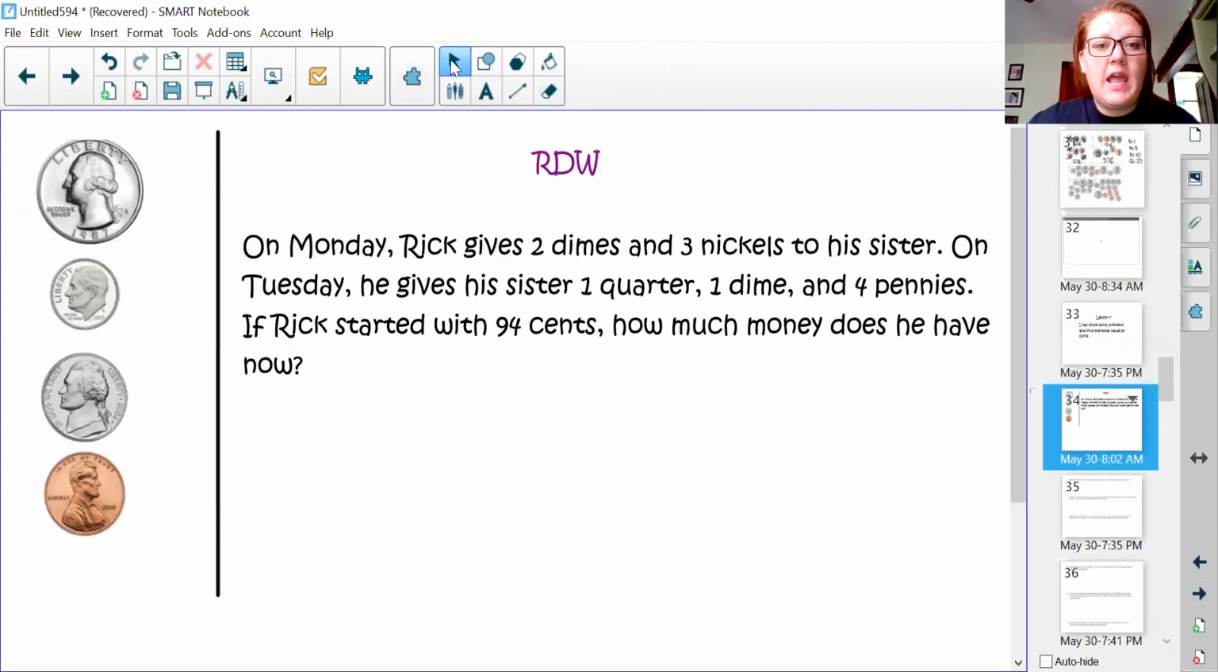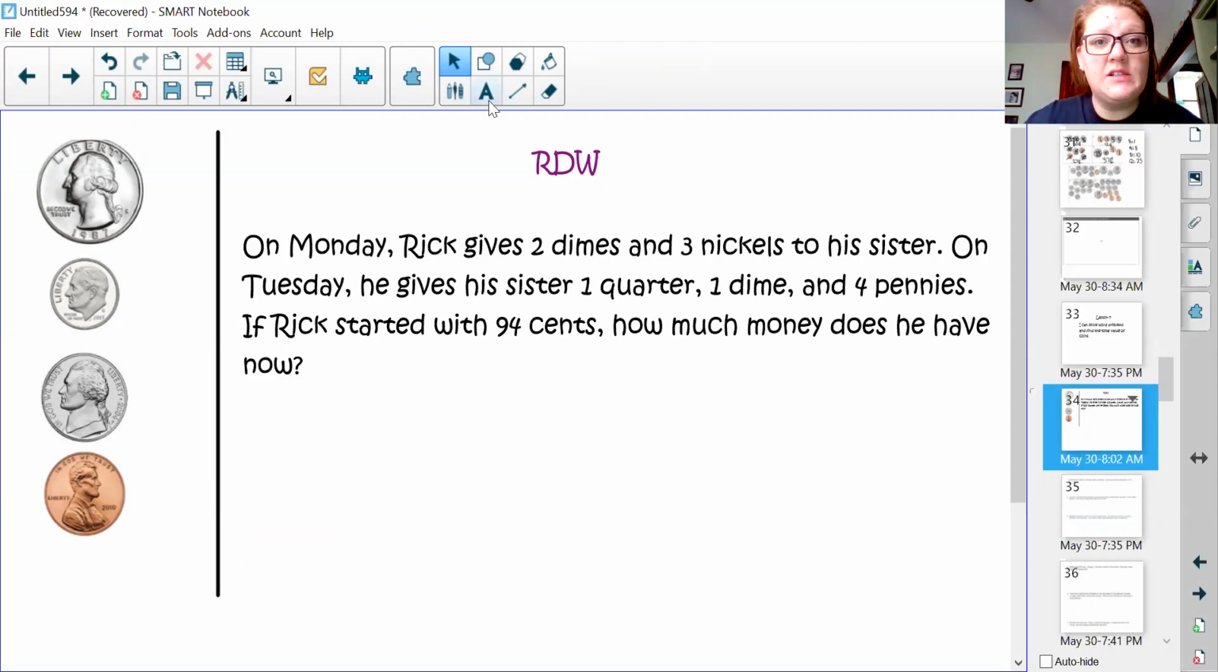It says on Monday, Rick gives 2 dimes and 3 nickels to his sister. On Tuesday, he gives his sister 1 quarter, 1 dime, and 4 pennies. If Rick started with 94 cents, how much money does he have now?